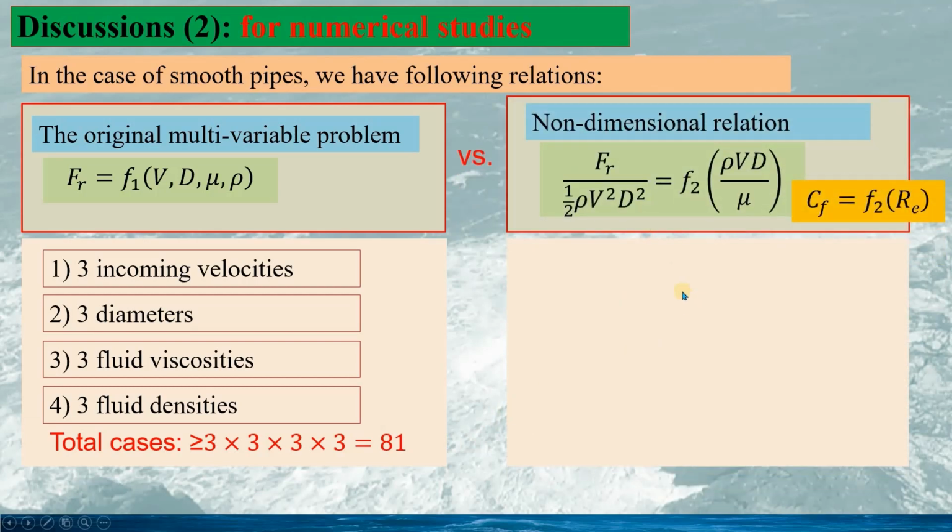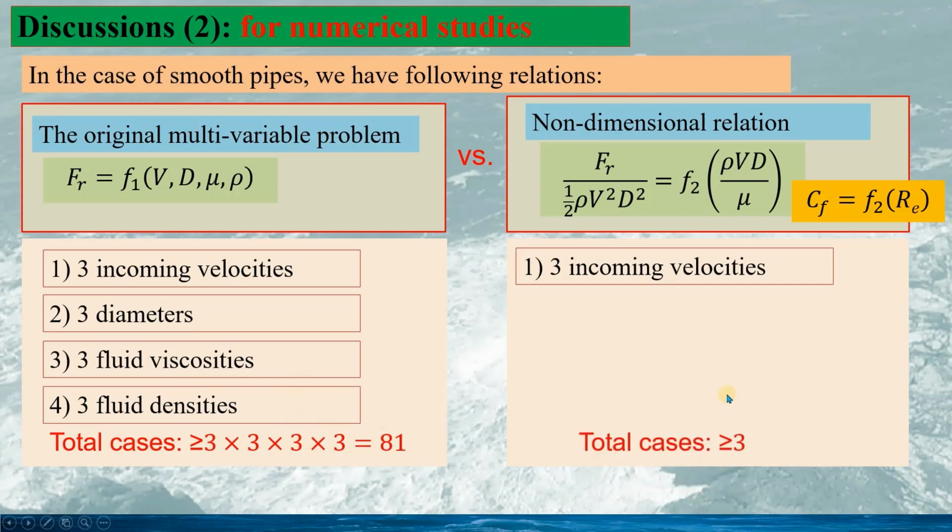However, after non-dimensional analysis, we can achieve this by changing 3 different parameters: the incoming velocity, and achieve the same effect for changing the diameter, changing the fluid viscosity, and changing the fluid density. So in this case, the total number of cases would be only equal to or larger than 3, so we can see the much reduced cases from the direct fluid dynamics to the case after the dimensional analysis.